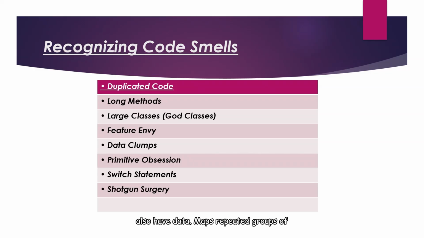We also have data clumps, repeated groups of variables that suggest a missing abstraction, primitive obsession, where basic data types are overused instead of proper objects, long and complicated switch statements, and shotgun surgery, where a single change forces edits across multiple classes. By spotting these smells early, we can intervene before the problems become deeply embedded.